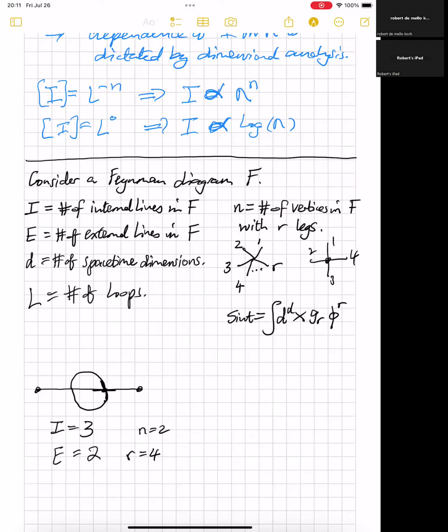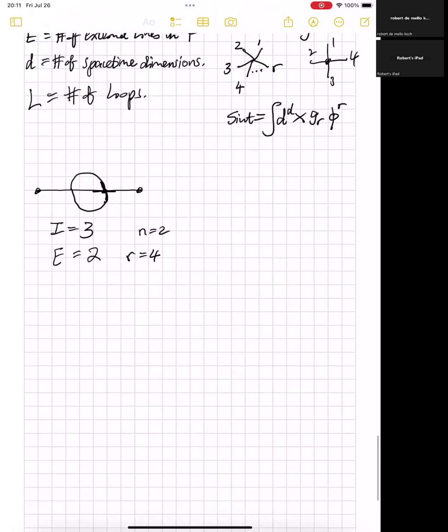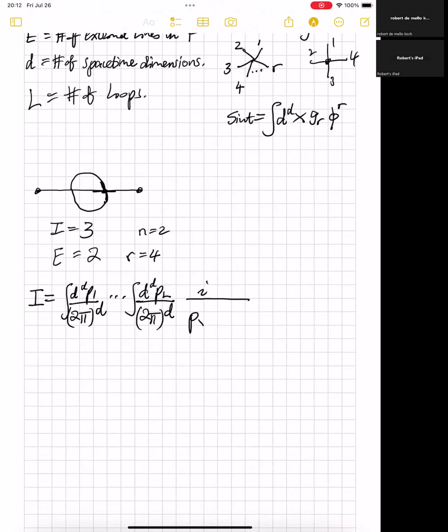Good. So now in terms of these numbers that we've just introduced, let's state what integral we're interested in studying. So I is equal to, if we've got L loops, we'll have an integral d^d p_1 over 2 pi to the d. We'll have one of these integrals for each of the loop momenta. So we'll have an integral d^d p_L over 2 pi to the d. And then we will have a propagator for each internal line. So this will be, I'm going to put p star 1.